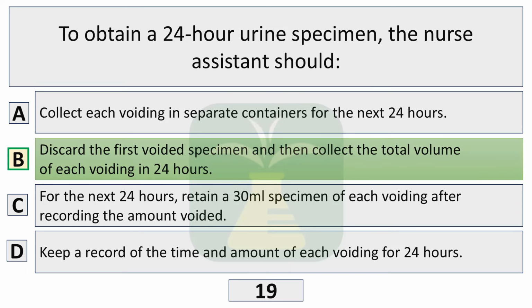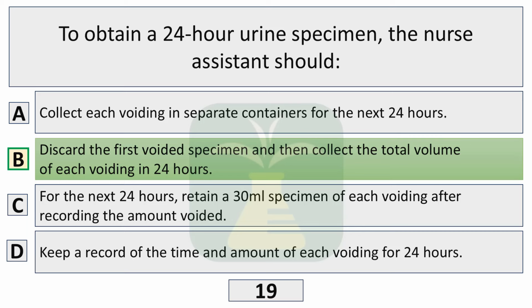Correct answer, B. Discard the first voided specimen and then collect the total volume of each voiding in 24 hours. A 24-hour urine specimen is a collection of all urine by a client over a 24-hour period. All urine is collected for 24 hours, usually from 7 a.m. on the first day to 7 a.m. the following day. It is necessary to ask the client to void and then discard this voided urine.